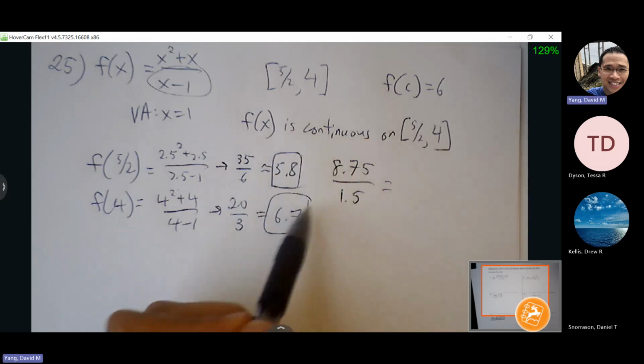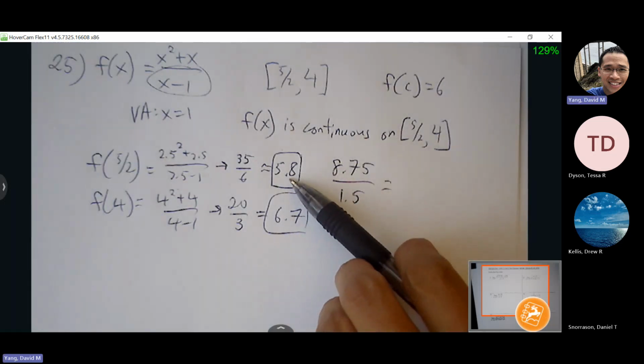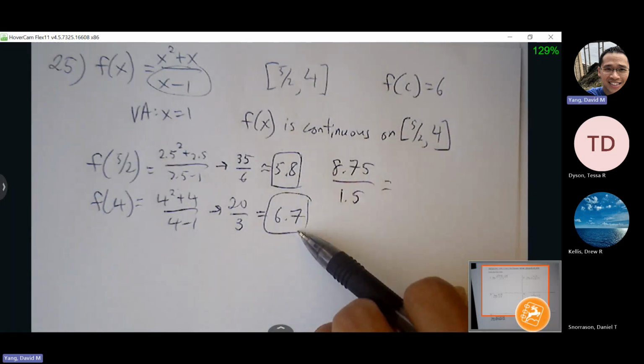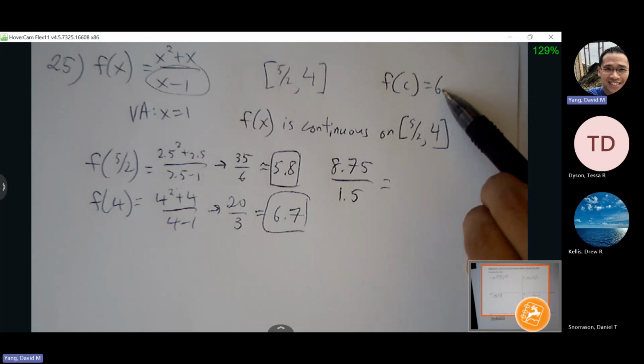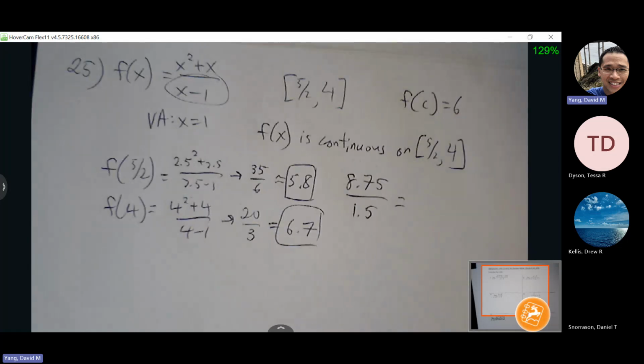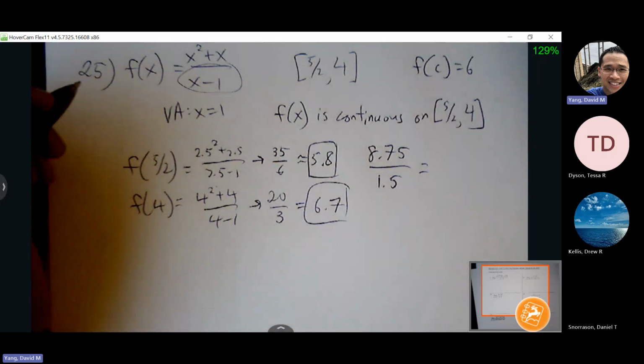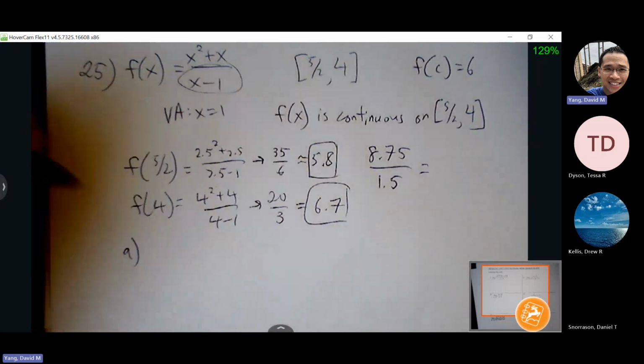Is this going to pass IVT? We're starting at a y value of 5.8, we're ending up at a y value of 6.7, and the graph is continuous on this interval, so it's got to pass y equals 6 somewhere between. Okay, so we're guaranteed it. We know that our graph is going to hit that target y value. So now we can focus on writing our justification.